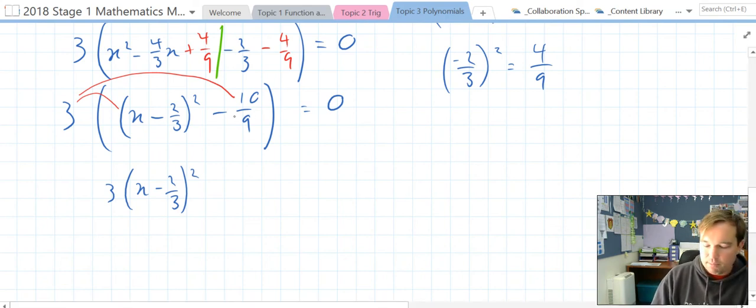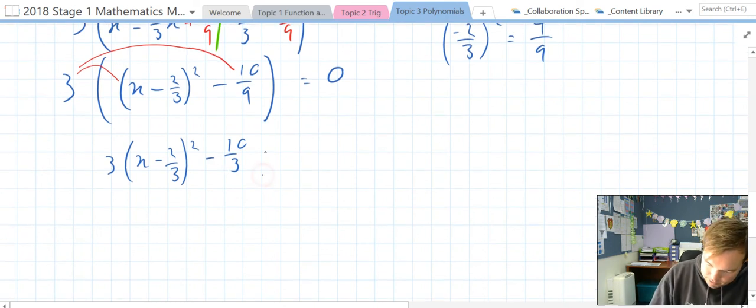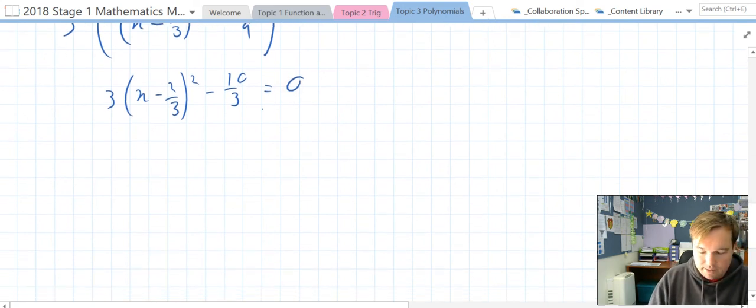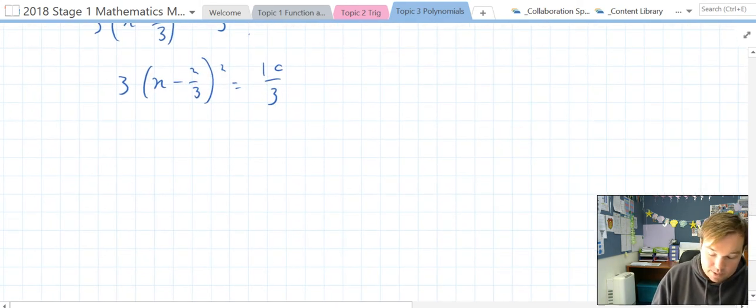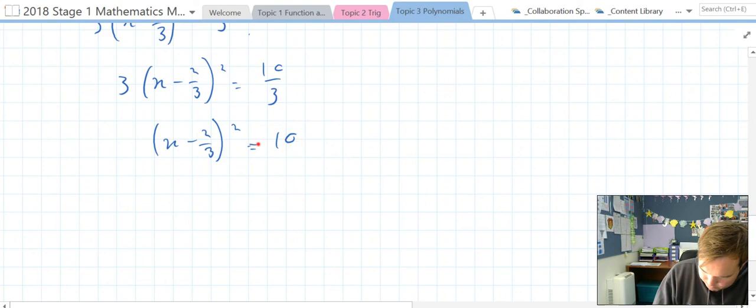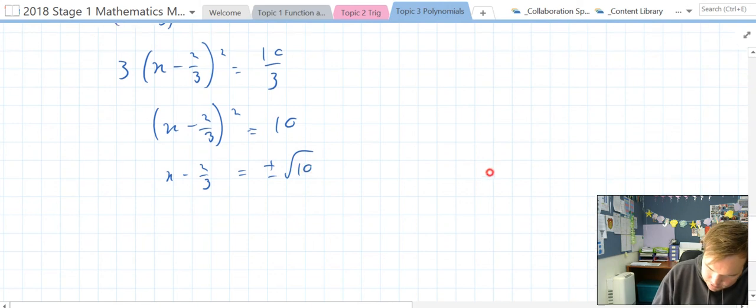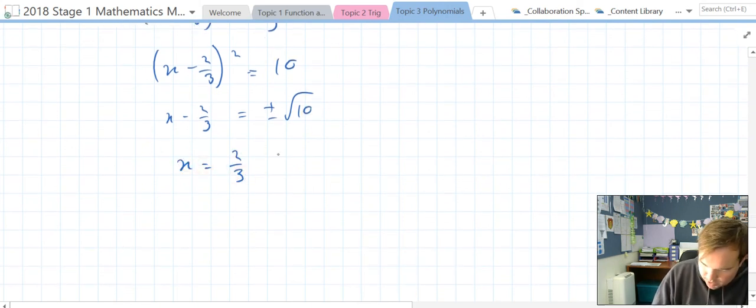Then this here, minus 10 on 9 times 3 is the same as minus 10 on 3. You could write it as minus 30 on 9. It's the same thing. Equals 0. Alright, now let's add 10 on 3 to both sides. So 3 (x take 2 on 3) squared equals 10 on 3. And now we can multiply both sides by 3. x take 2 on 3 squared equals 10. Square root both sides. x take 2 on 3 equals plus or minus root 10. x equals 2 on 3, add 2 on 3 to both sides, plus or minus root 10.